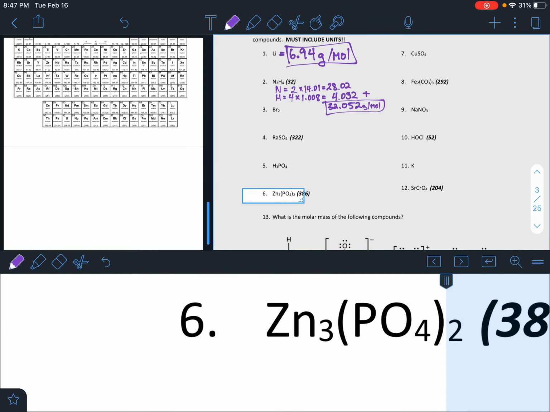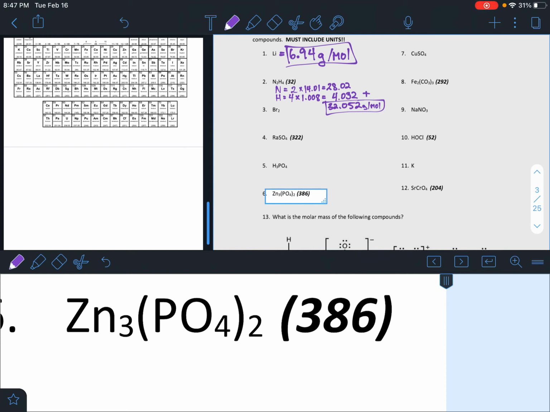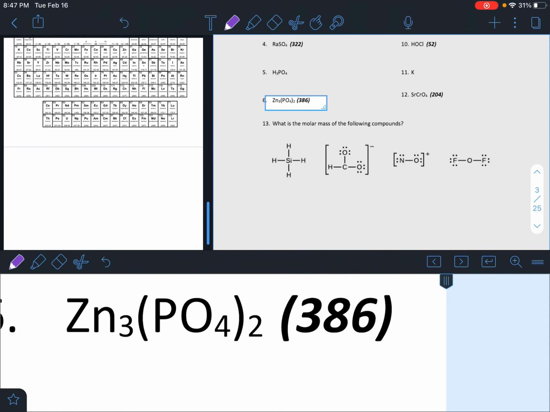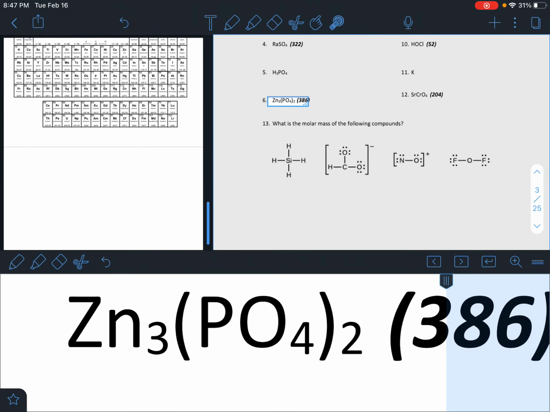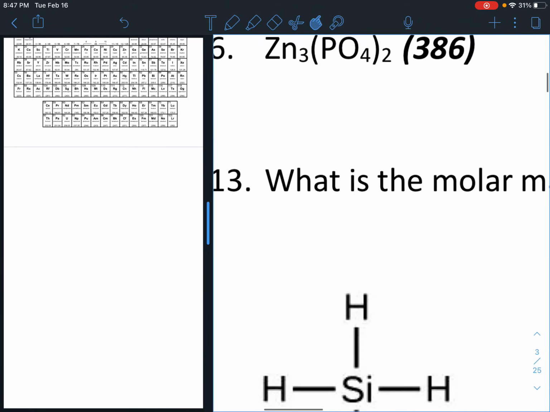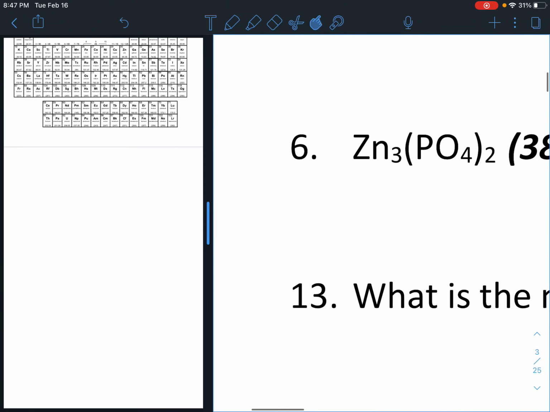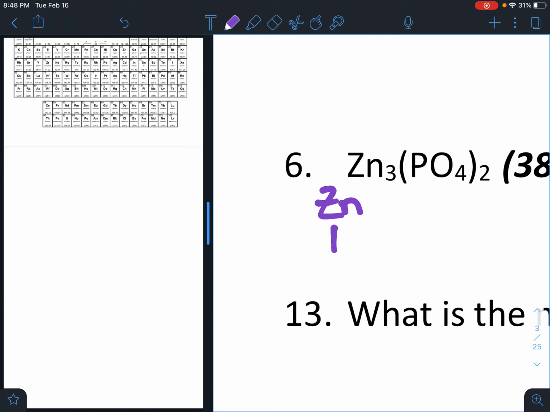So we do have to count atoms, kind of like when we were balancing, except instead of balancing, we're just adding up the masses of everything. But we have to keep the same idea of how we count atoms. So for this one, in this compound, we have a zinc. Let me zoom in over here. All right, so we have zinc, phosphorus, and oxygen.